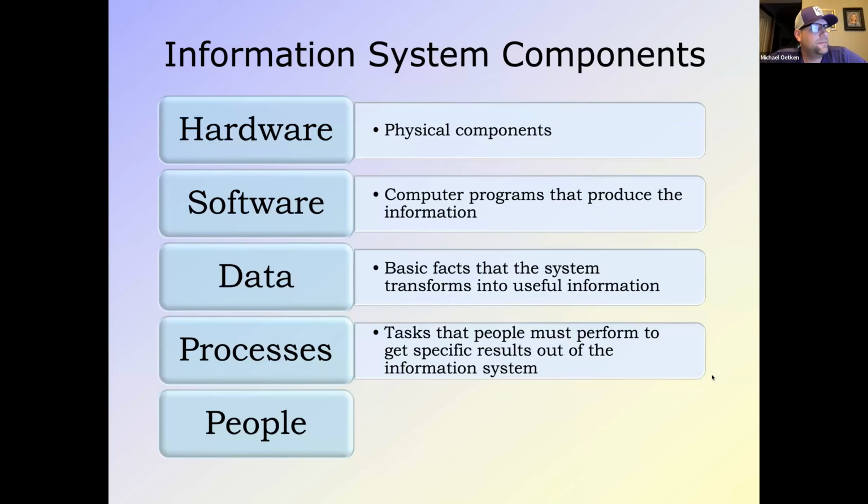Then there's the data. There are lots of different types of data that we might be working with, but we need to make sure that data is secure, that it's useful, and that it's being used in a way that helps support the goals of the company. Then the processes. These are the tasks that people within the organization need to perform in order to tie back into the goals and the strategic plan of that company.